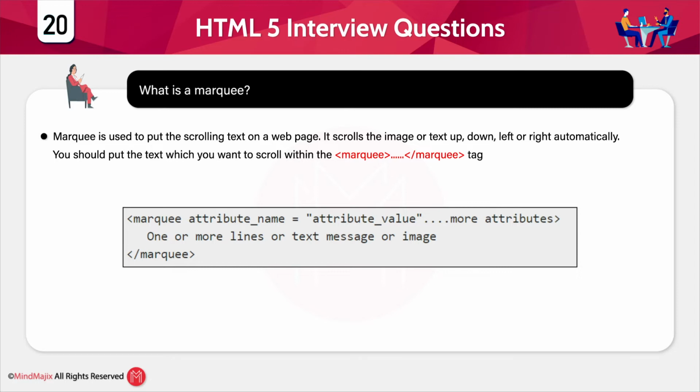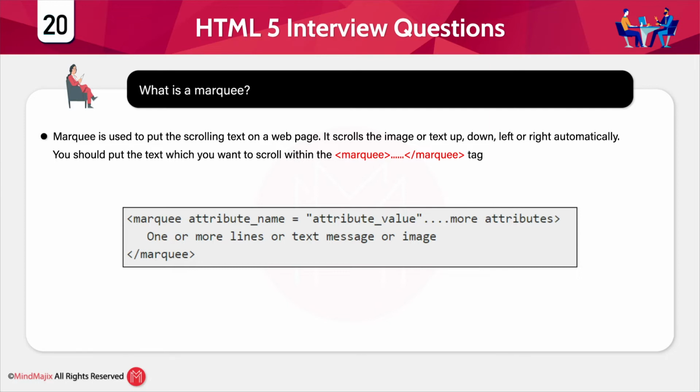In between the marquee tag, if you want any text to be scrolled, that will be scrolled from right to left by default. If you want to scroll it from top to bottom, bottom to top, right to left, or left to right, these are all possible. Right to left is the default one. A direction attribute is available for the marquee tag. In that we can specify the value either up, down, or right.